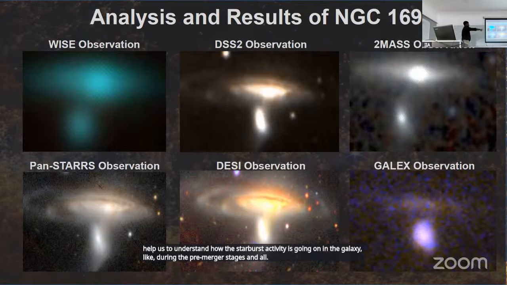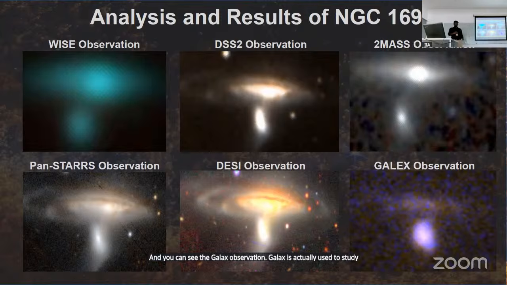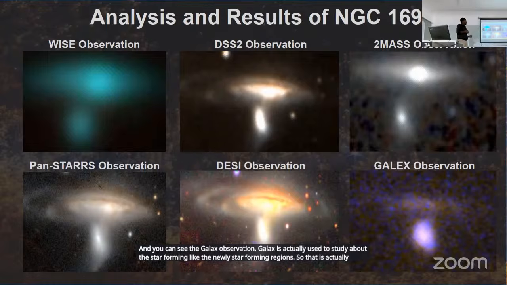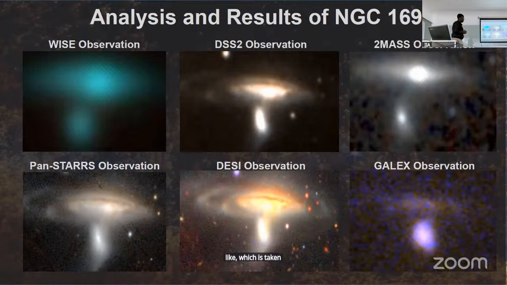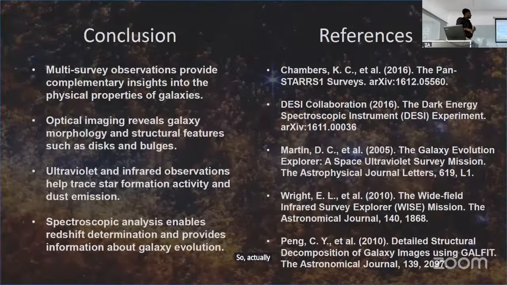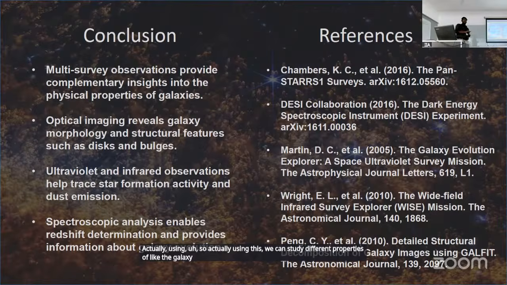And you can see the GALEX observation. GALEX is actually used to study the newly star forming regions. So that is actually UV light, which is taken by the GALEX data set. And SDSS is normally used to study the redshift and its spectral properties. So using this, we can study different properties of galaxy mergers and also about the galaxies.